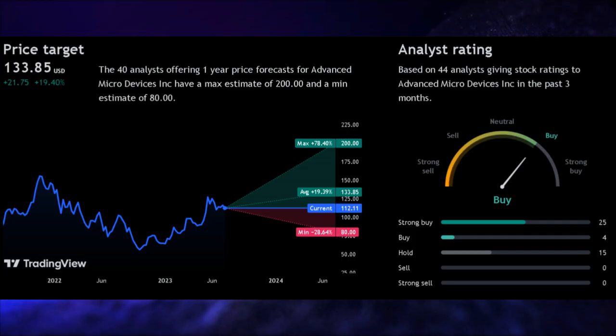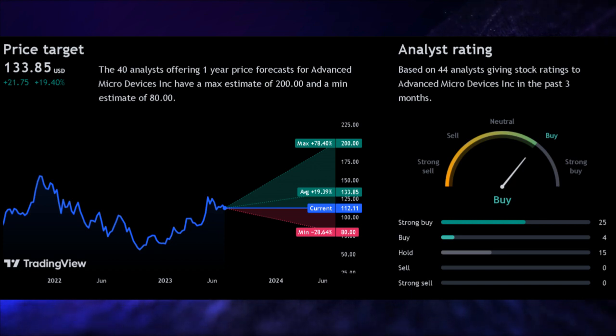And now, we'll be diving into the predictions and recommendations of 40 analysts to better understand the outlook for this tech giant. The 40 analysts offering 12-month price forecasts for Advanced Micro Devices Incorporated have a median target of 139, with a high estimate of 200 and a low estimate of 80. The median estimate represents a plus 23.65% increase from the last price of 112.41.